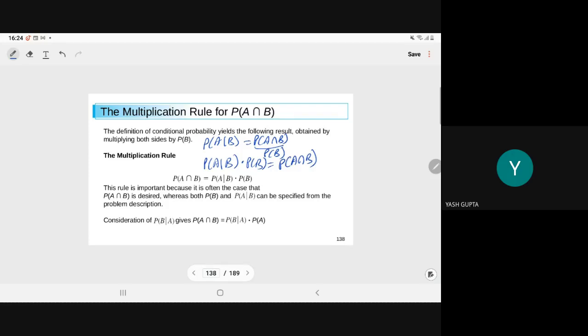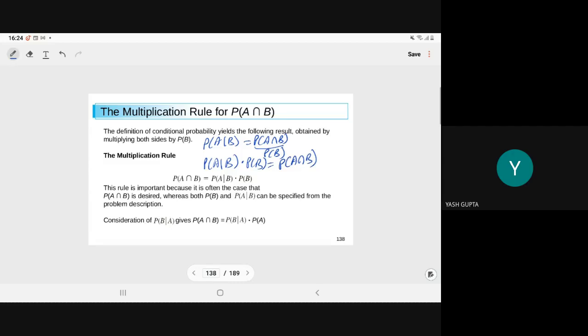So from the definition of conditional probability, we can compute the probability of occurrence of both events, A and B, right? If you have to compute the probability of occurrence of A and B, it can be written using the probability of A given B and the probability of B. By multiplying these two, you will get the required probability.